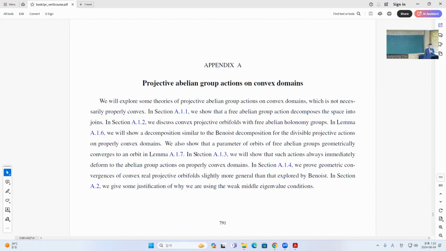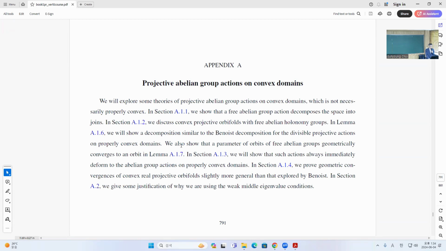Okay, so now we'll do Appendix A. I will just give some necessary facts for the projective abelian group action on some convex domains. In A11, the free abelian group actually decomposes the space into some joins. In A12, we'll talk about the convex projective with orbifold free abelian groups, and we will show some decomposition similar to the divisible projective action for the abelian group case.